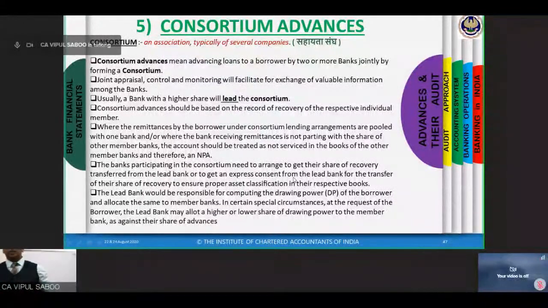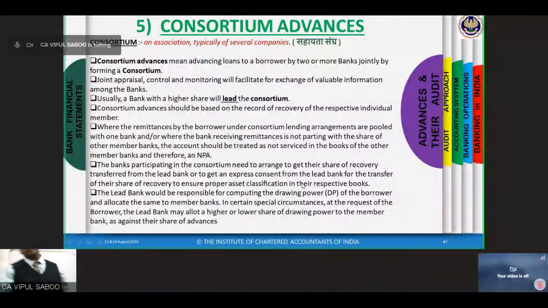computation of drawing power, that is, how much the borrower can withdraw from the respective banks. If it is maintaining accounts with all the banks, it will calculate the total drawing power and allocate the drawing power to all the banks proportionately. If it has calculated drawing power of 100 crores, it will keep 50 crores with itself and 10, 20, 20 with the other 3 banks as per their proportion in the loan, so that the borrower can withdraw up to that much amount from those banks. Okay? The lead bank is responsible for computing the drawing power.